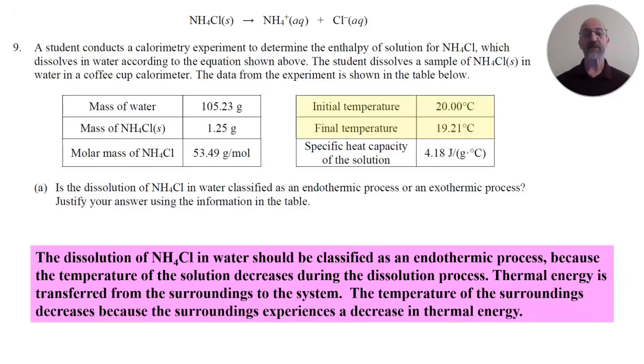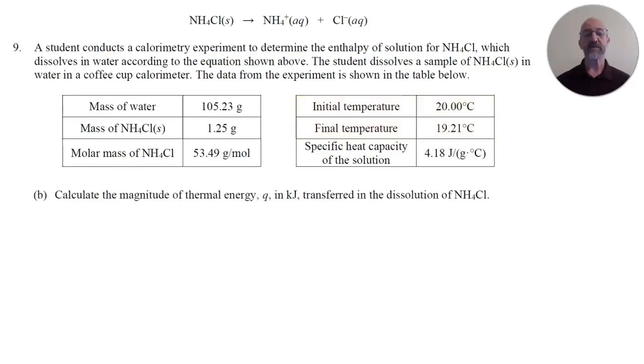Now let's go ahead and do some calculations involving Q equals mc delta T. Let's move on to part B of question 9. It says calculate the magnitude of thermal energy, Q, in kilojoules that was transferred in the dissolution of ammonium chloride.